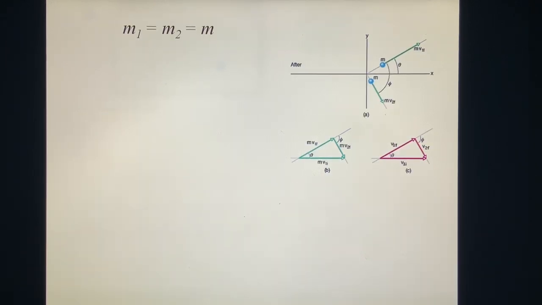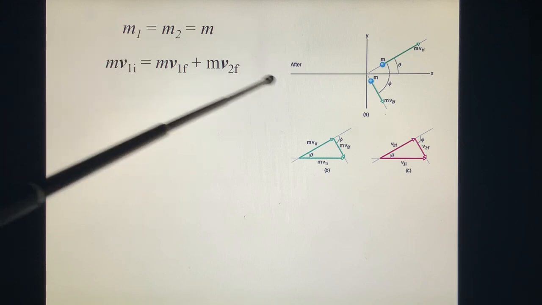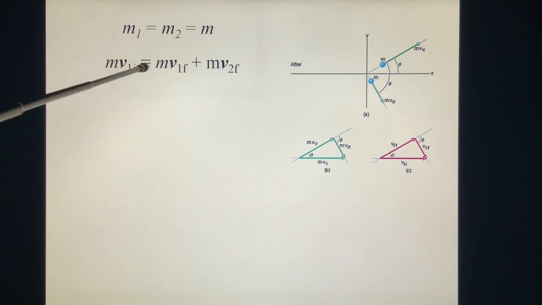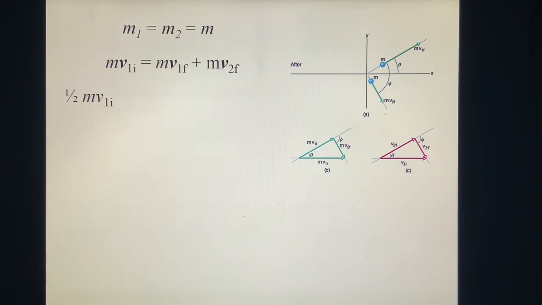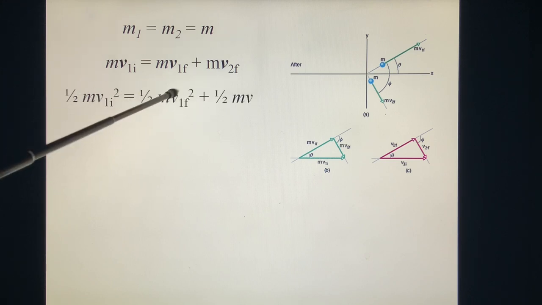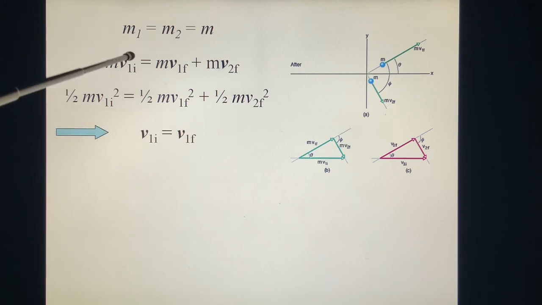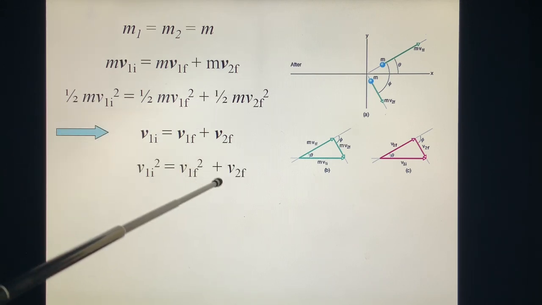Now let's see this one. M1 equals M2 equals M, so the masses cancel in the momentum equation. The first is M V1 initial; the second is zero, since the target is stationary. After the collision, you have M V1 final plus M V2 final. This is the equation. Also, mechanical energy is conserved: half M V1 initial squared equals half M V1 final squared plus half M V2 final squared. We cancel M and half M and get two equations: V1 initial equals V1 final plus V2 final as vectors, and V1 initial squared equals V1 final squared plus V2 final squared.